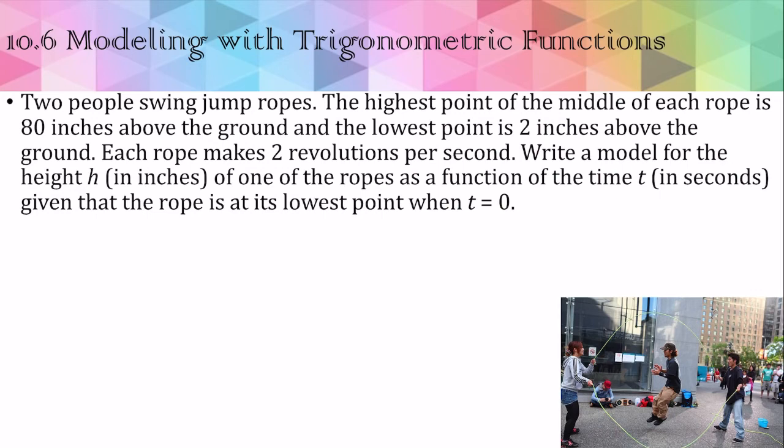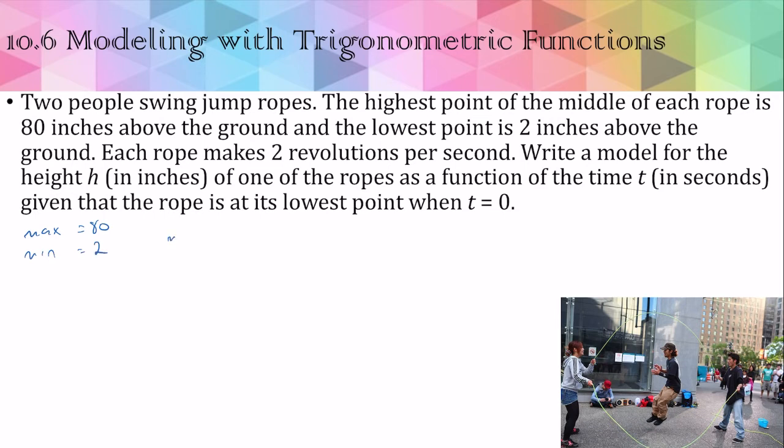Let's try a word problem. 2 people swing jump ropes. The highest point at the middle of each rope is 80 inches above the ground, and the lowest point is 2 inches above the ground. So our max is at 80, and our minimum is at 2.